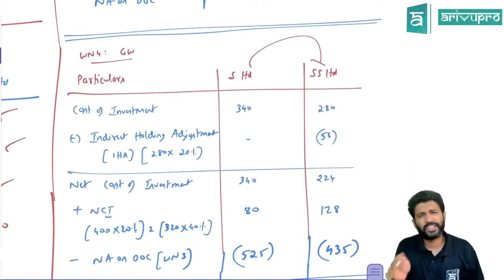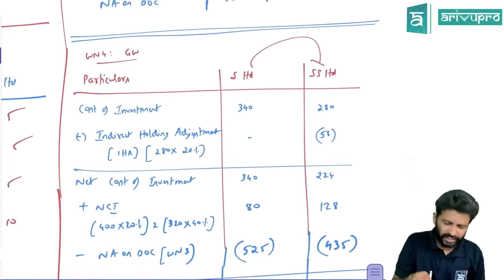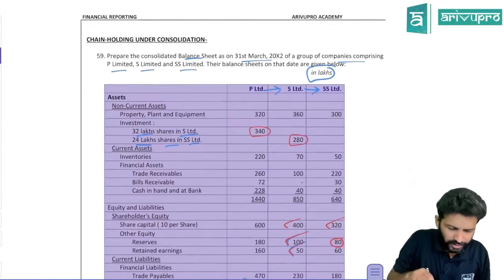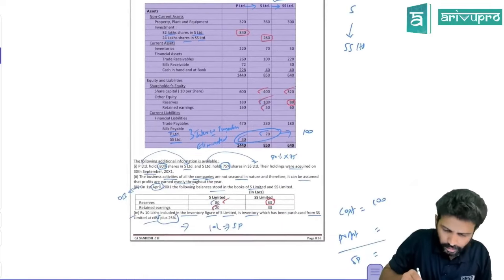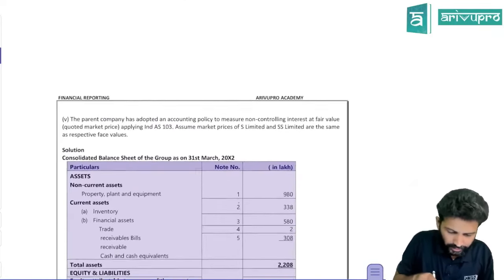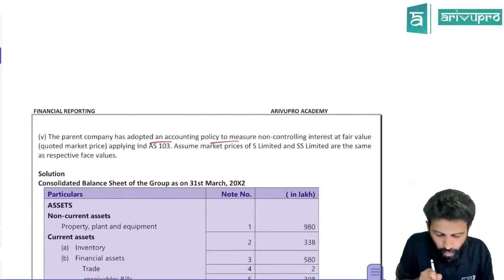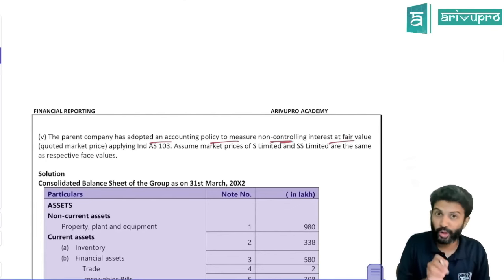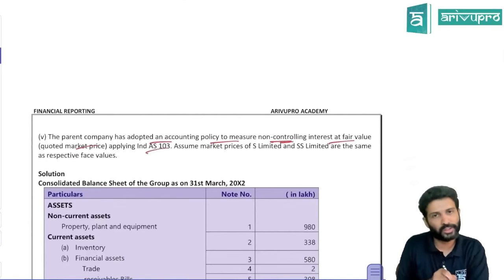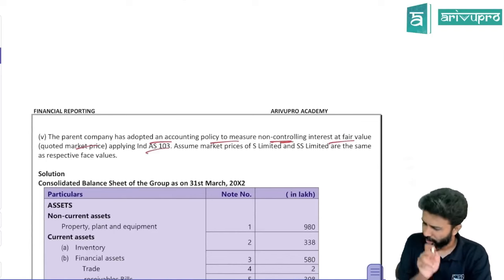Then, if you have any fair value of existing investment, no. Then NCI you consider. What are they telling about NCI? Nothing they told. Or was it there in the next line? In fact, here it is there. The parent company has adopted an accounting policy to measure NCI at fair value, at quoted market price, applying Ind AS 103. But we did not see any market price, no. Okay, check here.